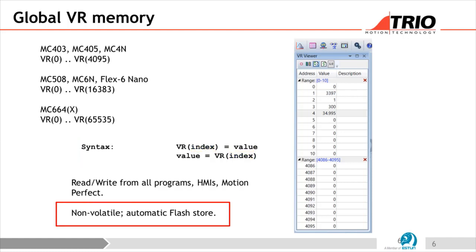They're non-volatile, so they're automatically stored in flash memory in all the controllers. The same variable is used in all programs. So VR20 in the first program is the same as VR20 in another program. They're globally seen across the whole system. And you can see there's a little viewer you can bring up in Motion Perfect to see the values of them as well, on the right hand side there.